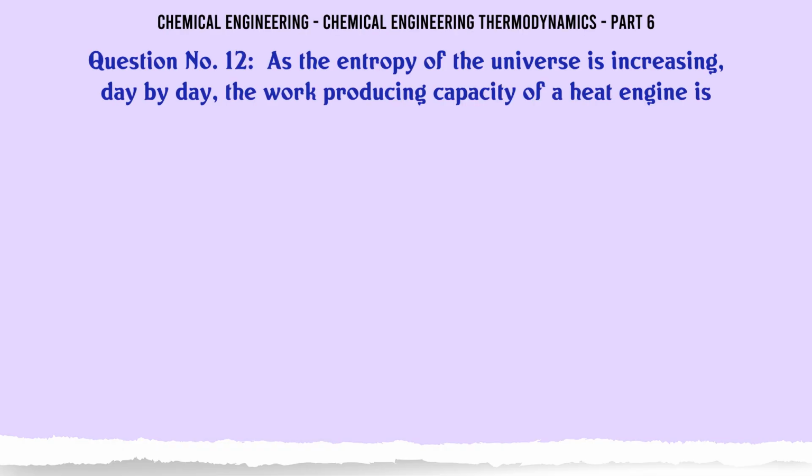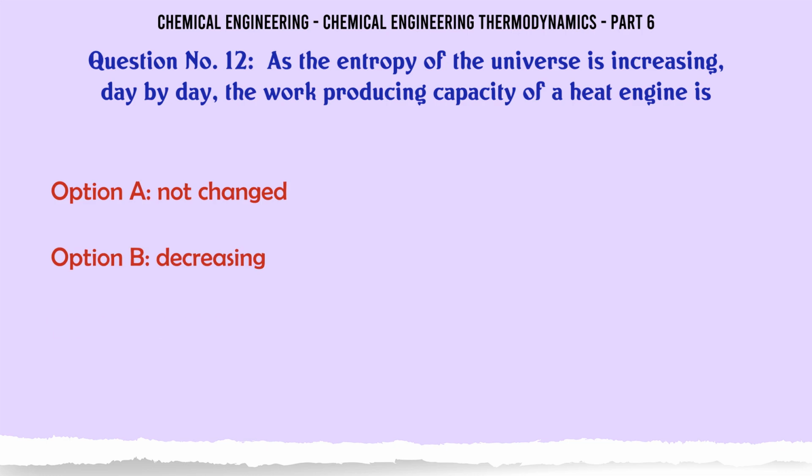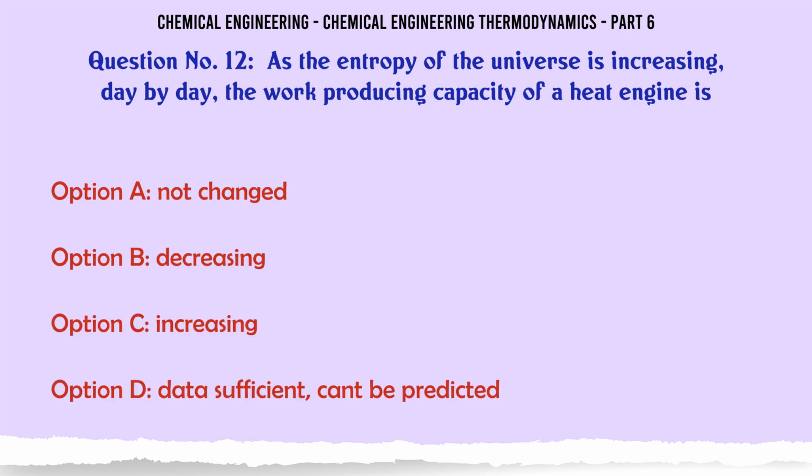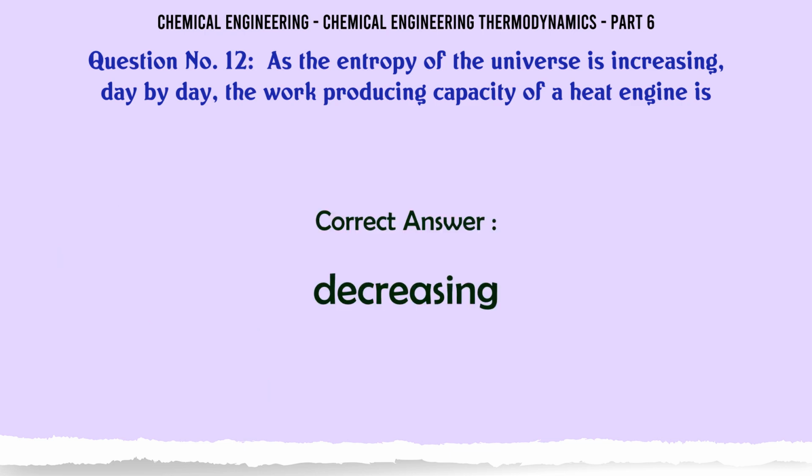As the entropy of the universe is increasing day by day, the work producing capacity of a heat engine is: A) not changed, B) decreasing, C) increasing, D) data sufficient, can't be predicted. The correct answer is decreasing.